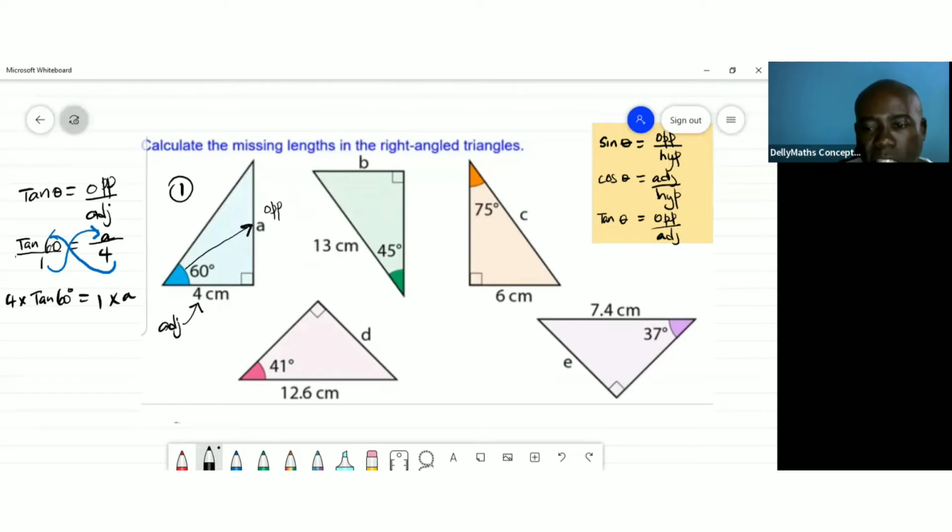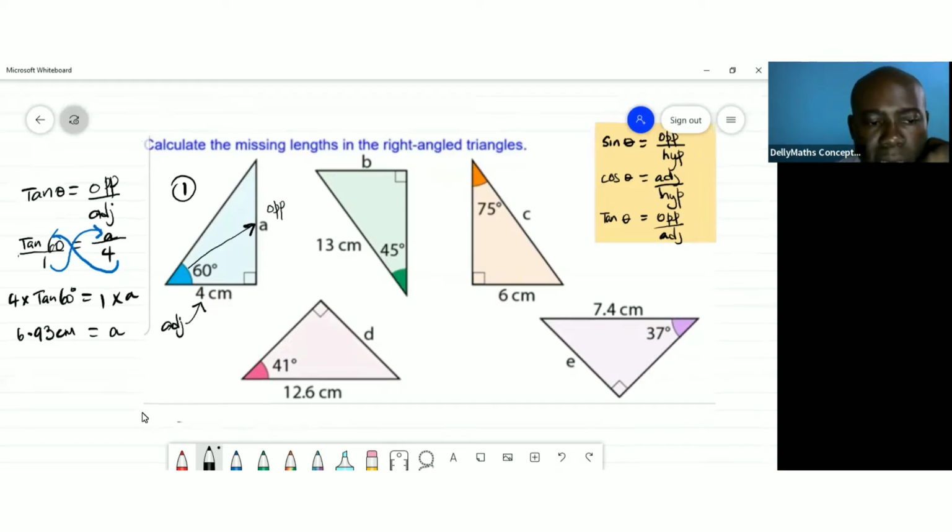Taking out a calculator, make sure that it is in degree mode. So 4 tangent of 60 is equal to 6.93 centimeters. And that is the value of A. So the value of A is 6.93 centimeters.